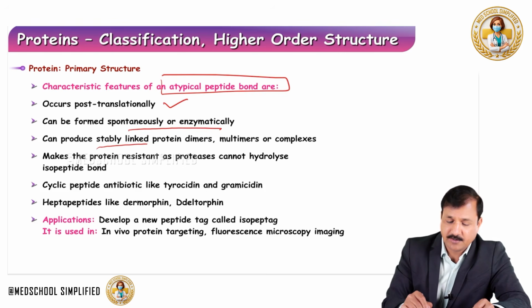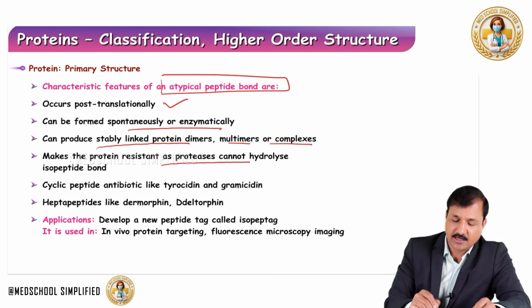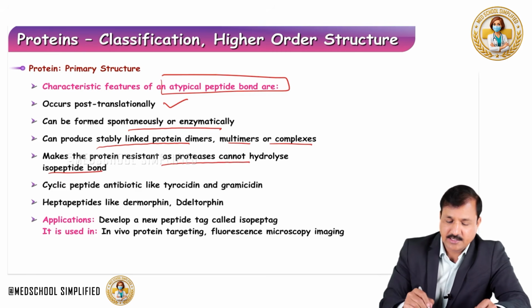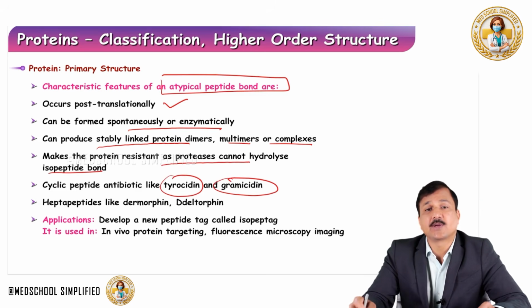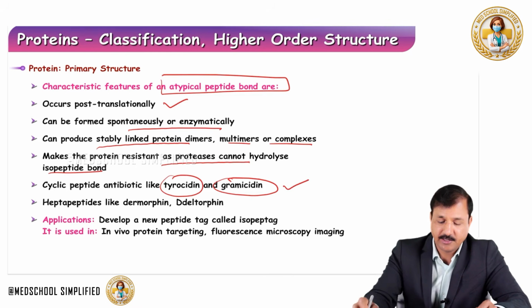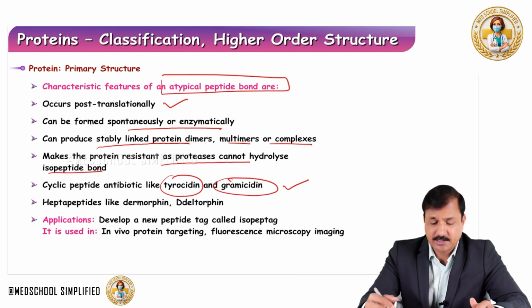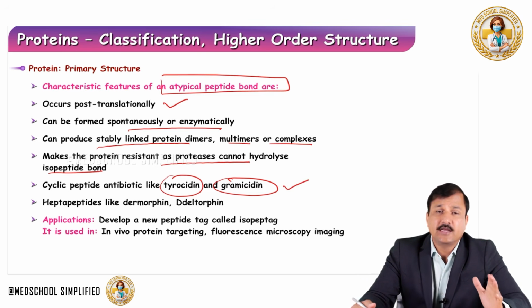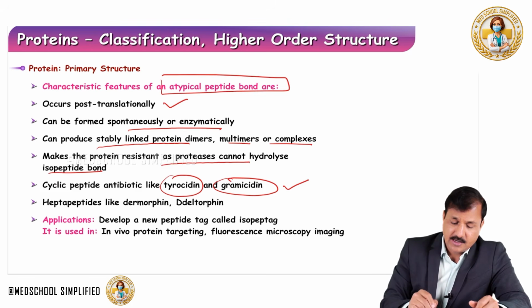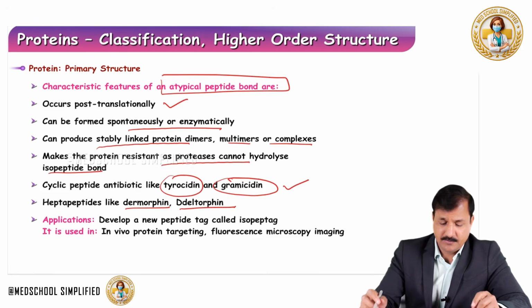They can produce stable linked protein dimers, multimers, and complexes. They make proteins resistant to proteases, so they cannot be hydrolyzed. Cyclic peptide antibiotics like tyrocidine and gramicidin contain atypical peptide bonds. Remember that. Some antibiotics like tyrocidine and gramicidin are examples of molecules that contain isopeptide bonds. And heptapeptides like dermorphin and deltorphin also contain atypical peptide bonds.